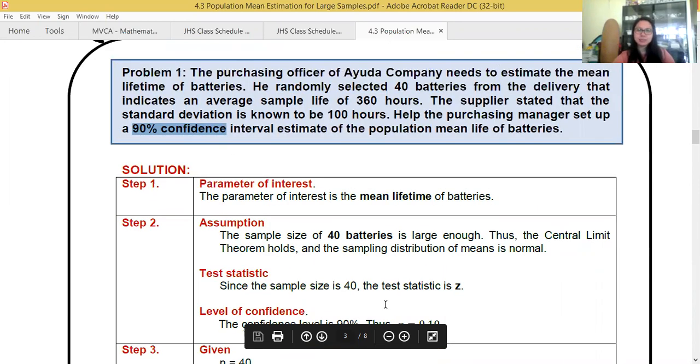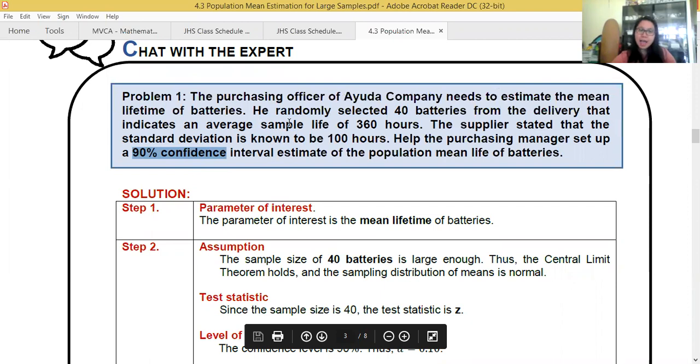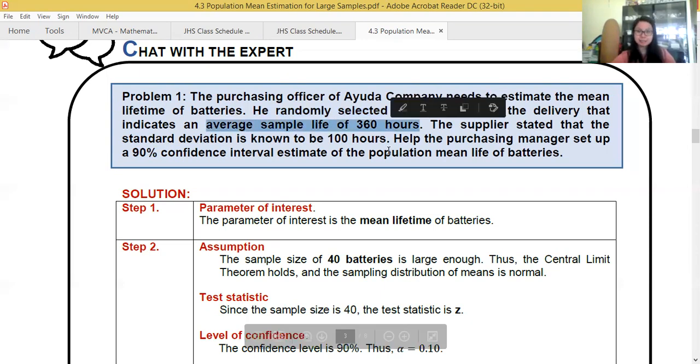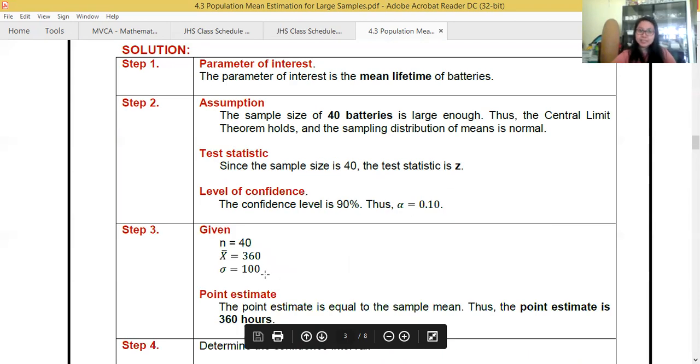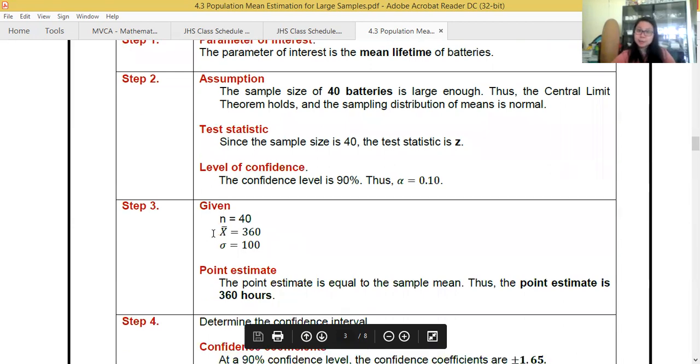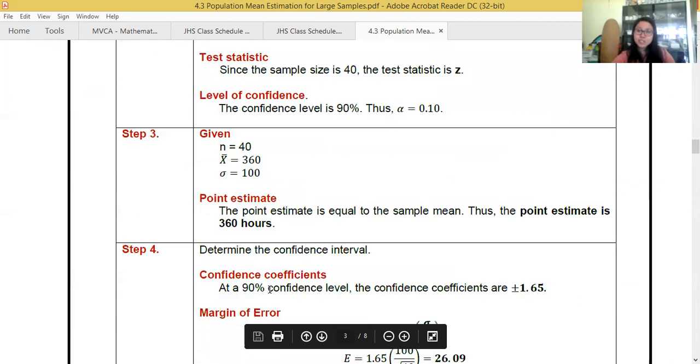Next, let's have the given. What's the given? Average sample life. That's the X bar, 360. Our N is 40. Our standard deviation is 100 hours. The point estimate is equal to the sample mean. So our point estimate is still 360 hours.